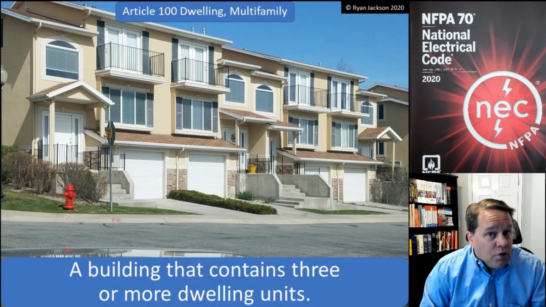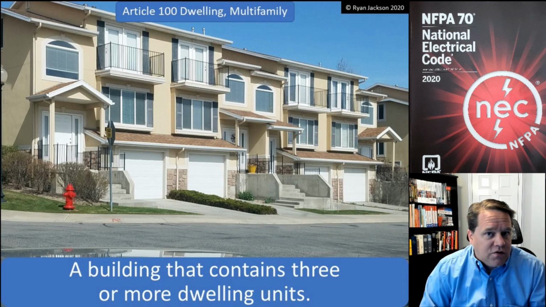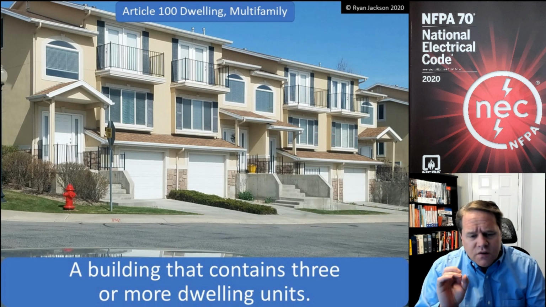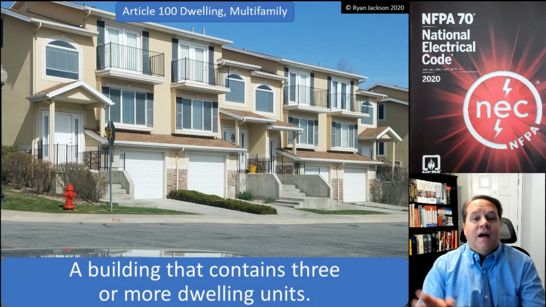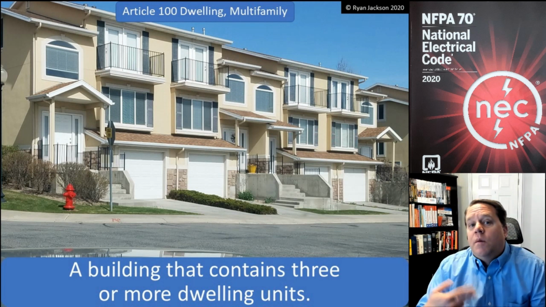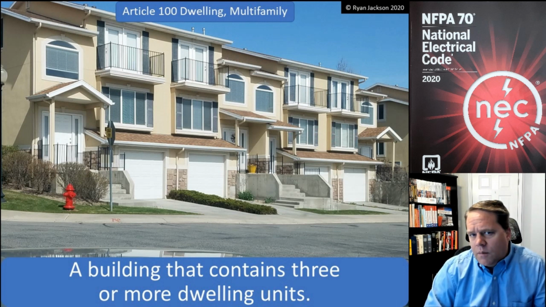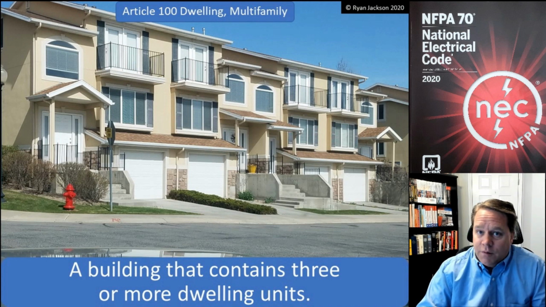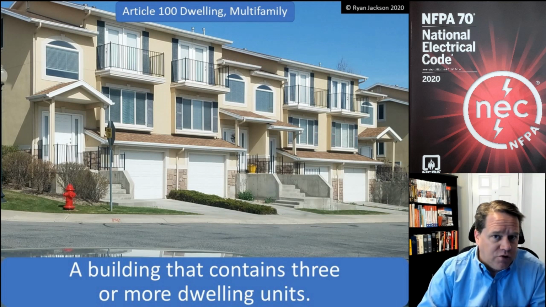And then, of course, we have a multifamily dwelling as well, and that's a building that contains three or more dwelling units. So sometimes we'll have rules for dwelling units and other than dwelling units. Sometimes we'll have requirements for one and two family dwelling units and everything else. Some of the requirements for swimming pools, for example. In 680, I want to say it's 42, the emergency switch for hot tubs. That used to be required for other than dwelling units. Now it's required for other than one and two family dwelling units. So it's important to know what a one family, a two family, or a multifamily dwelling unit is.